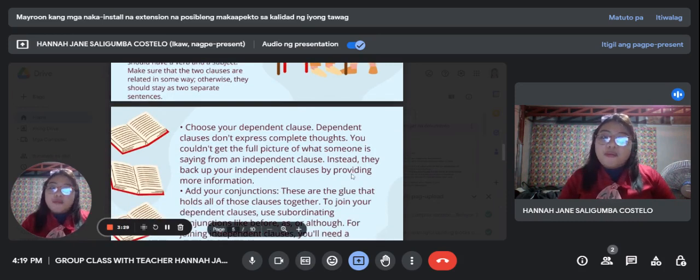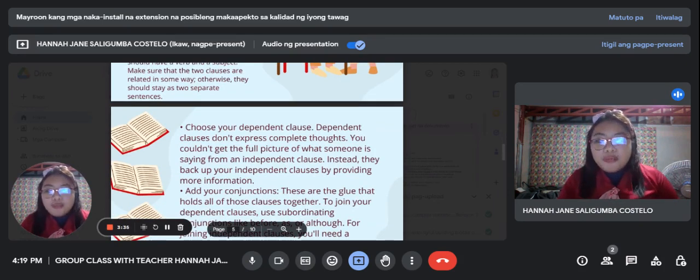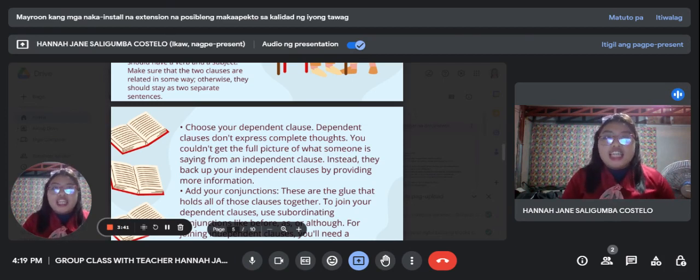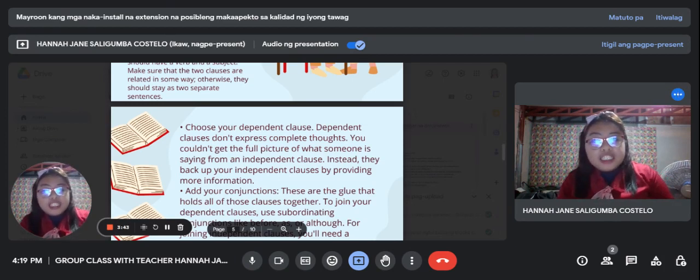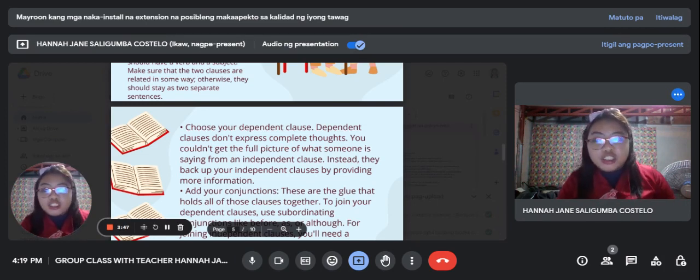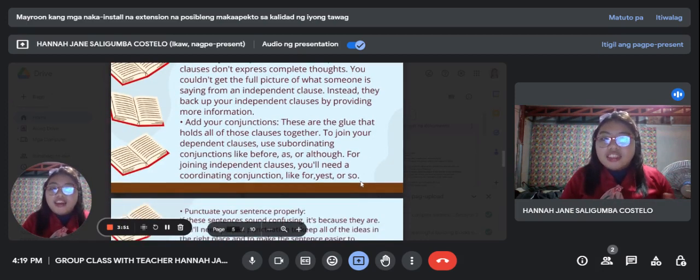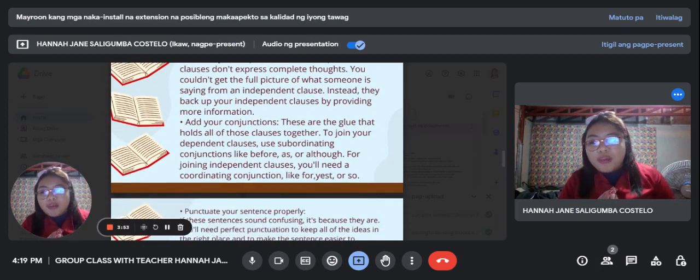Next is choose your dependent clause. Dependent clauses don't express complete thoughts. You couldn't get the full picture of what someone is saying from a dependent clause because a dependent clause doesn't have either a complete subject or a complete predicate, and it always starts with a conjunction. Right? So instead, they back up your independent clauses by providing more information.